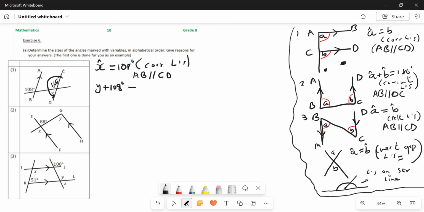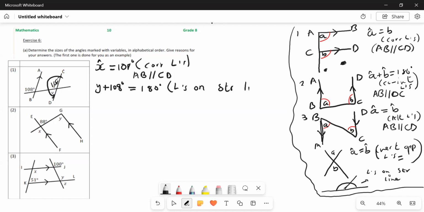108 is equal to 180 degrees. The reason: angles on a straight line. Angles on a straight line, right?